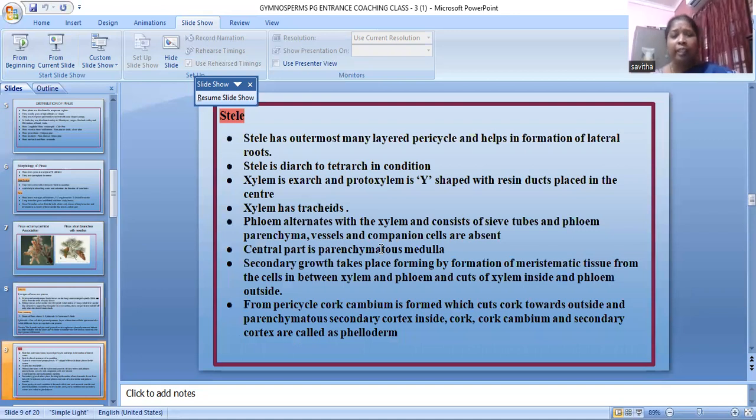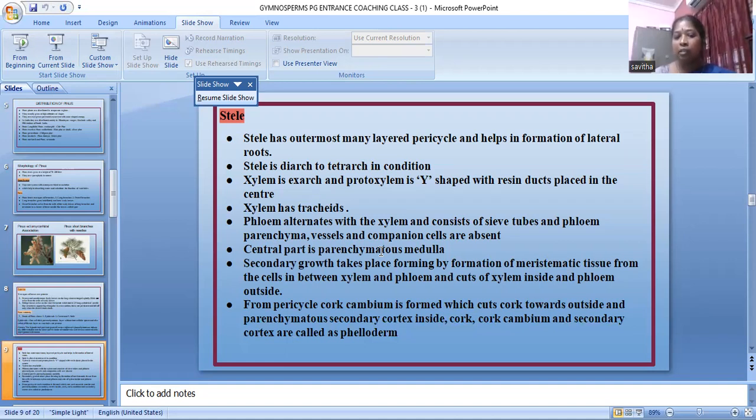Next, when you come to the stele, it has three parts: the outermost pericycle, then vascular bundles, and the centrally located medulla. The outermost layer of the stele is the pericycle, which helps in the formation of the lateral roots. The stele is diarch to tetrarch in condition.